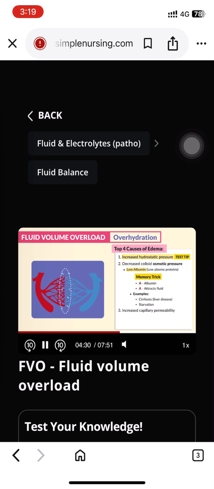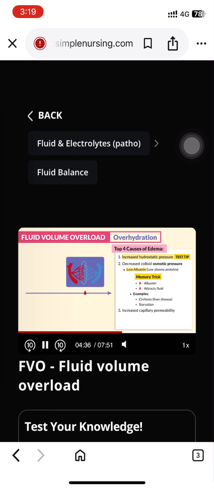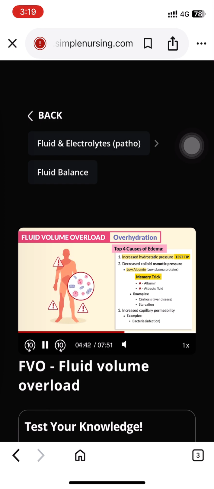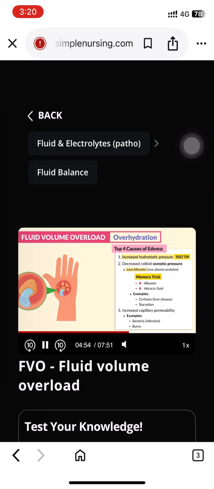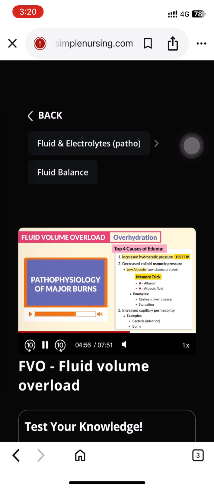We have really leaky capillaries, those connections between the arteries and the veins, typically caused by severe inflammation or tissue destruction. And 2 great examples of this is bacteria causing infection and burns. So burns obviously damage the body, but specifically damage the capillaries, leading to edema from fluid leaking out of the vascular space. So let's play a little segment on pathophysiology of major burns.